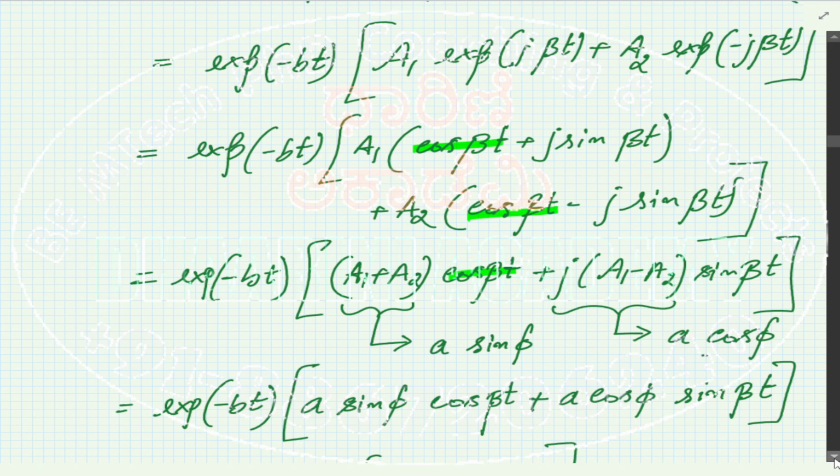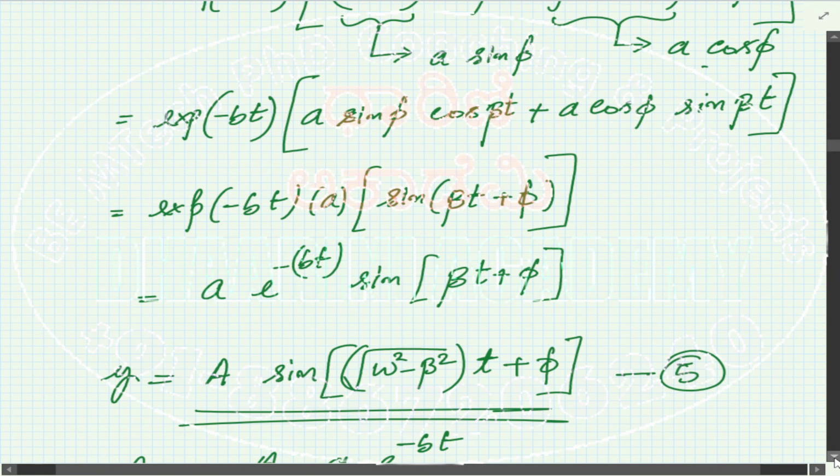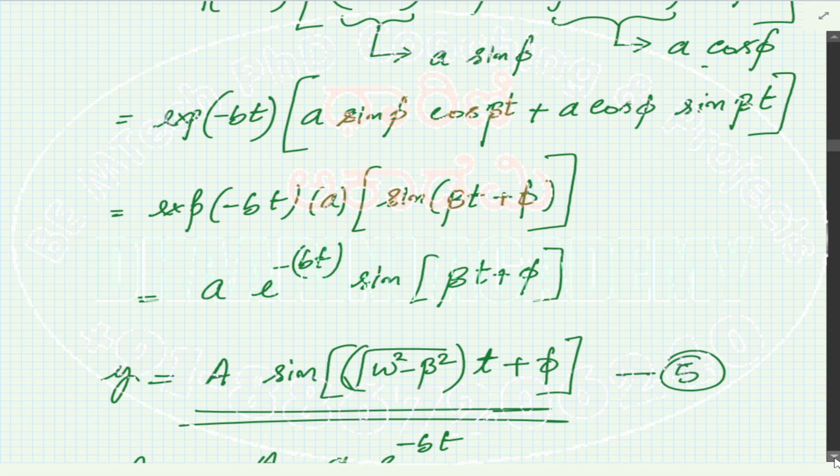So this is equal to, we can rewrite it, exponential of a sin phi cos bt plus a cos phi into sin bt. So you can see that this is the sin a cos b plus cos a sin b format. So we can take out the common terms and write it as a into sine of root of omega square minus beta square under root.